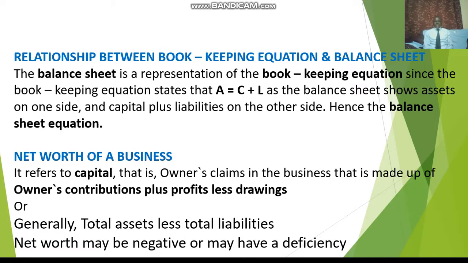Now, we come to the relation between bookkeeping equation and the balance sheet. Actually, the balance sheet is a representation of the bookkeeping equation, because on the left-hand side of the balance sheet, we have the assets, which equals the right-hand side of the balance sheet, that is capital plus liabilities. And actually, the bookkeeping equation is assets equals capital plus liabilities, hence the balance sheet equation.